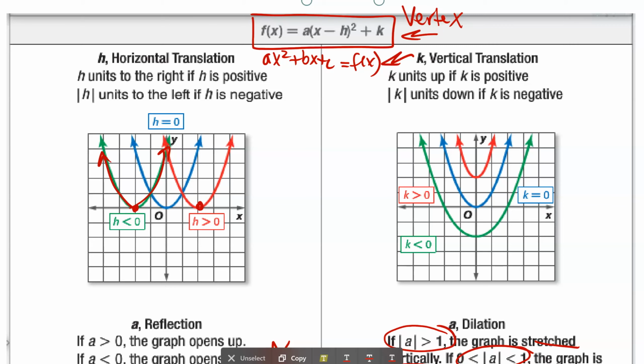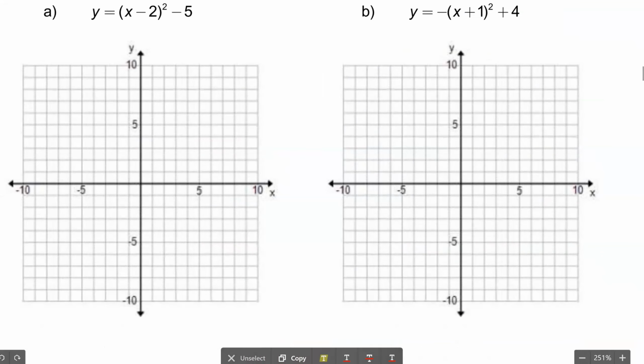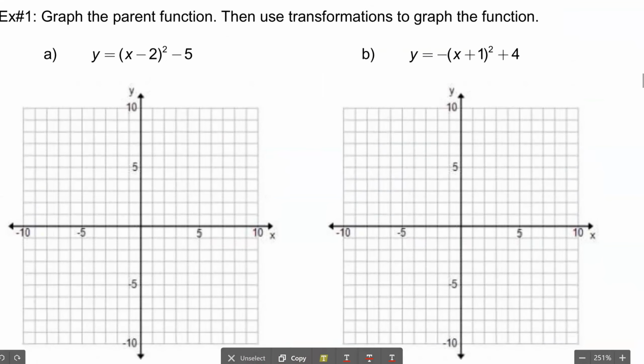Okay, this is just a review of what we already went over. So graph the parent function and then use the transformations to graph the function. So if you look at your practice quiz, not the front page, but the first one on the back, this is exactly how you would do the first one on the back page. It's in vertex form.